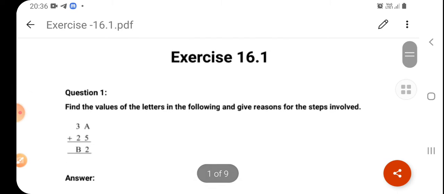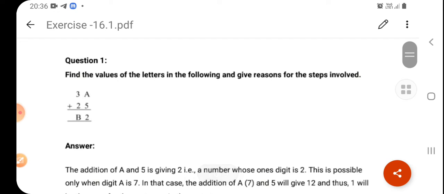Question number 1. Find the values of the letters in the following and give reasons for the steps involved. In all the questions we have to find the values of the unknowns A, B, C, D. Okay, so here is a simple addition.